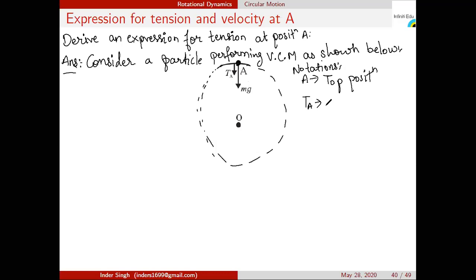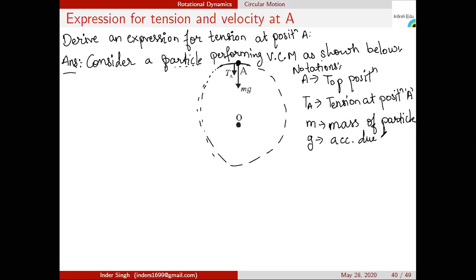What is TA? TA is the tension at position A. What is M? M is the mass of the object or particle. You have not written object, you have written particle. So mass of particle. What is G? G is acceleration due to gravity.